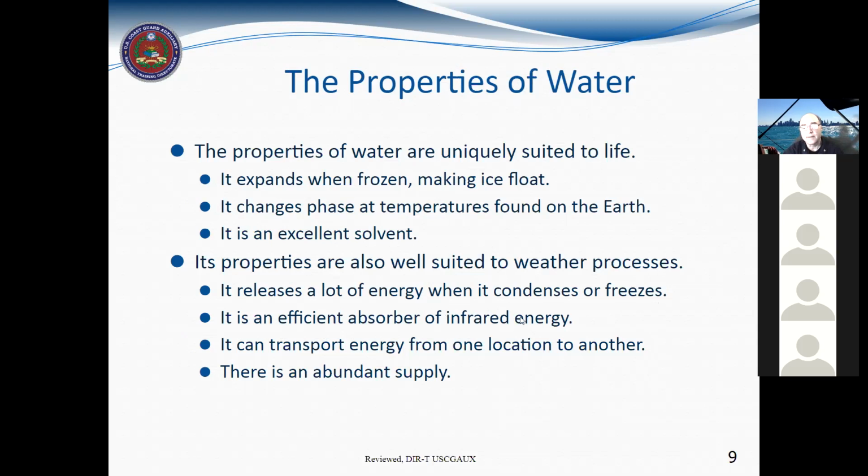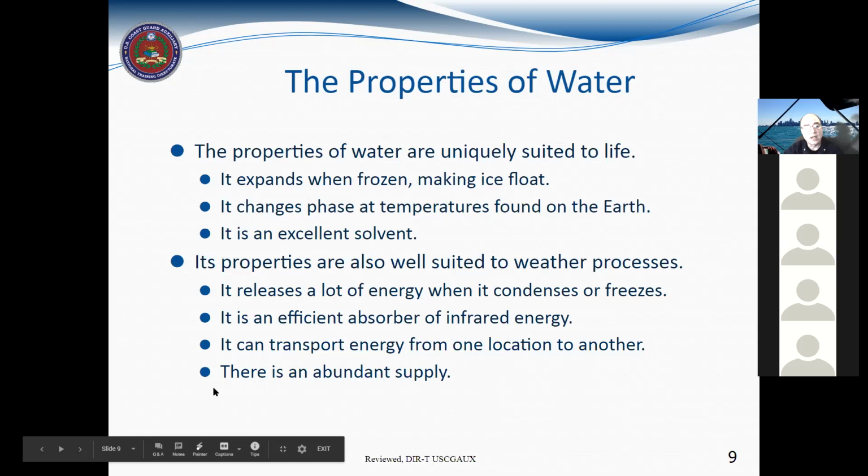The sun's light, it is an effective absorber of infrared energy. It can transport energy from one location to another as the air moves around, or advects. And there's, at this time, an abundant supply of water on the planet.